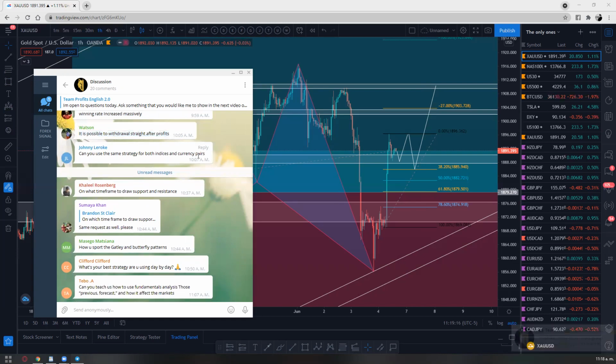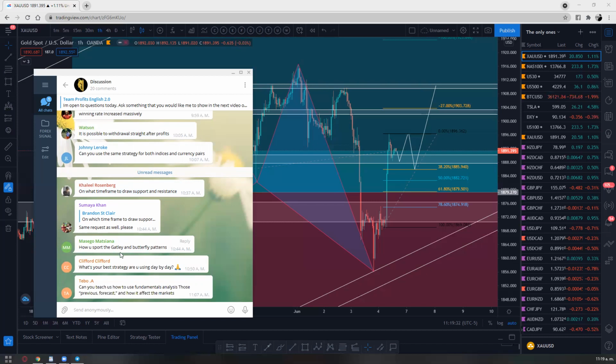Definitely. Can you use the same strategy for both indices and currencies? Already answered that. What time frame draws support and resistance? Already answered that. Okay, asking the same question.